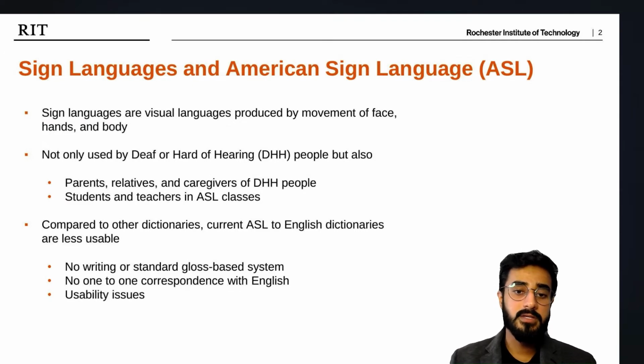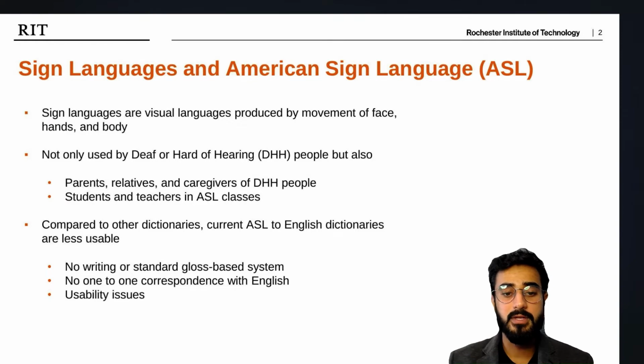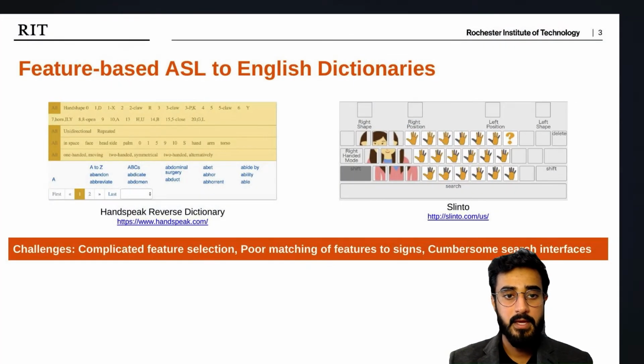Compared to other dictionaries, the current ASL to English dictionaries are less usable. There is no standard writing or gloss-based system for American Sign Language. There's also no one-to-one correspondence with English, and there are other usability issues that I will talk about in the next few slides. There are two main types of ASL to English dictionaries broadly.